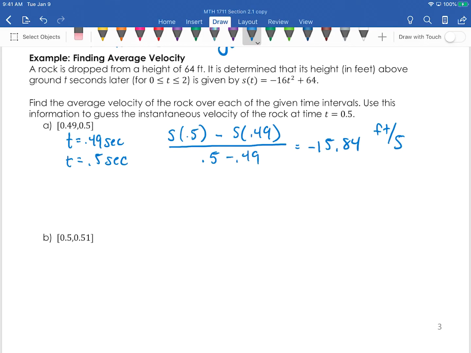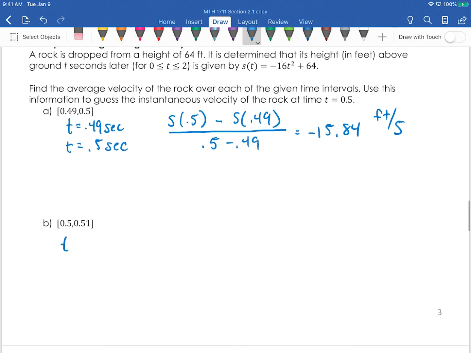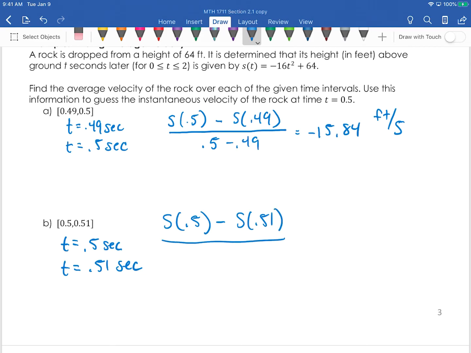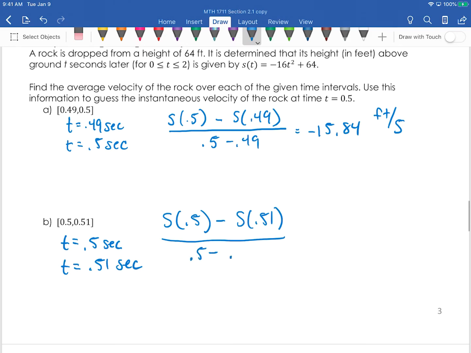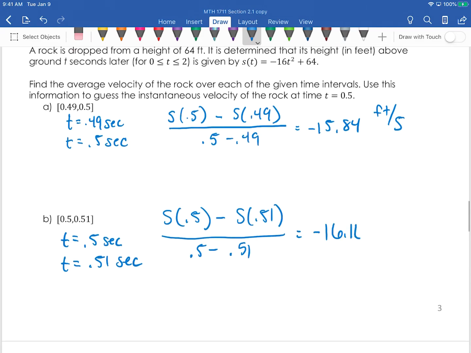Now let's do the same thing for this time interval, from 0.5 seconds to 0.51 seconds. We're going to find the position of the rock at 0.5 seconds, subtract the position at 0.51 seconds, and then divide by 0.5 minus 0.51. When we do that, we're going to get negative 16.16 feet per second.